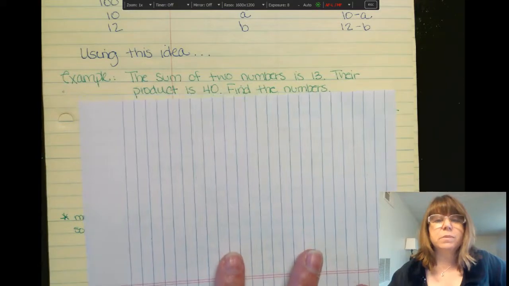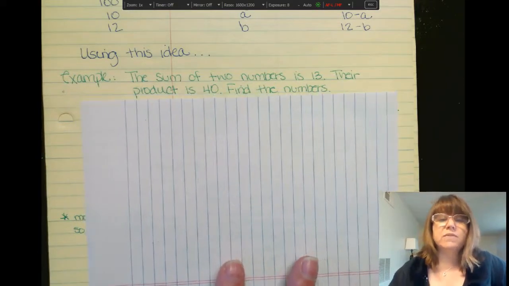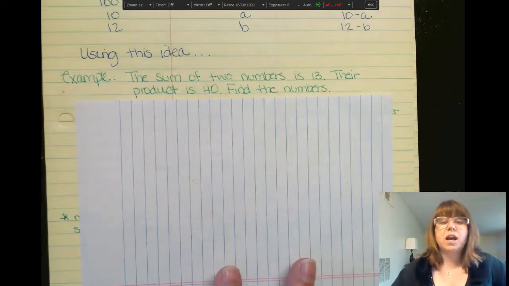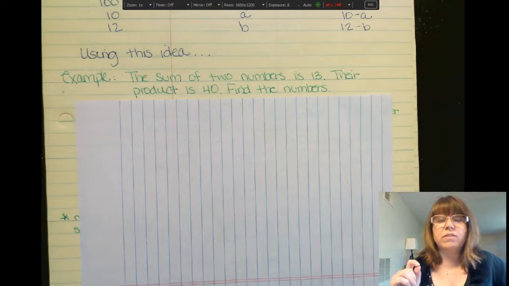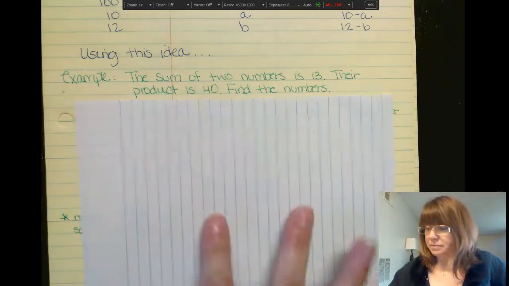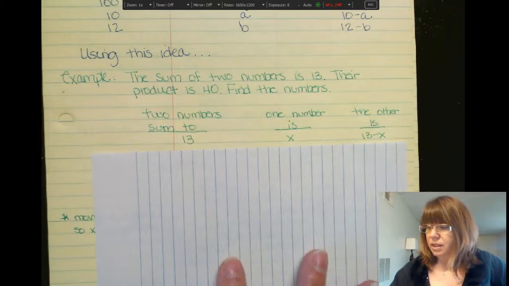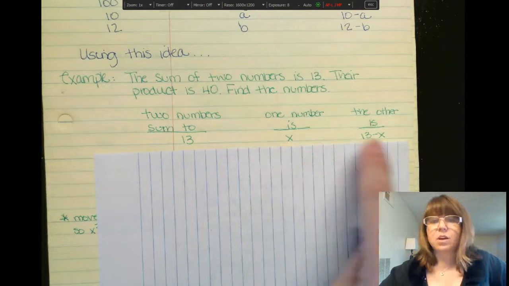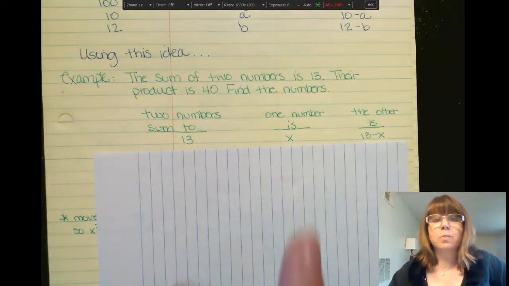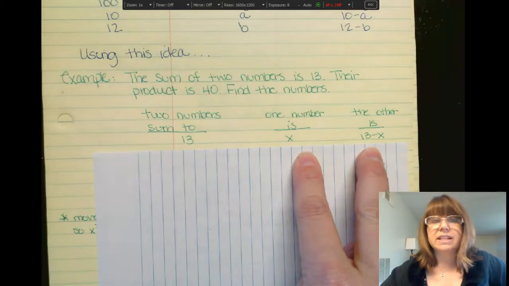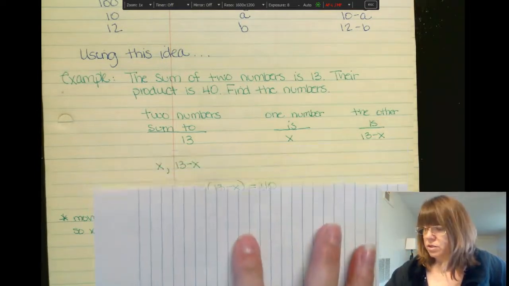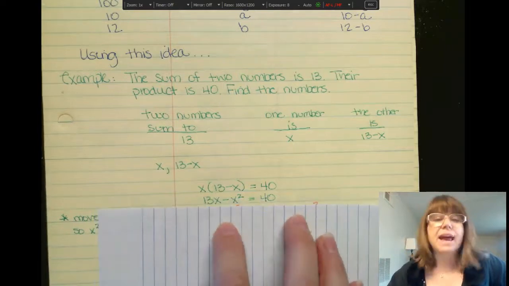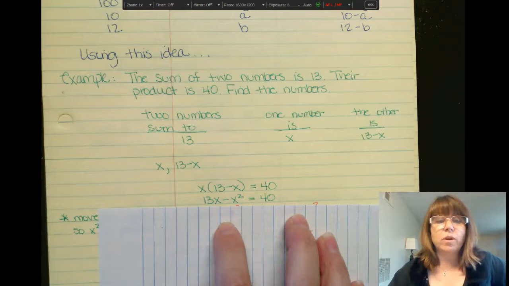The sum of two numbers is 13. Their product is 40. Let's find the numbers. Well, if I know they add up to 13, I'm going to call one of them x, and one of them 13 minus x. So they sum to 13. One is x, one is 13 minus x. Now the product of the two numbers is 40. So now I'm going to multiply them together, distribute the x, so I get 13x minus x squared equals 40.